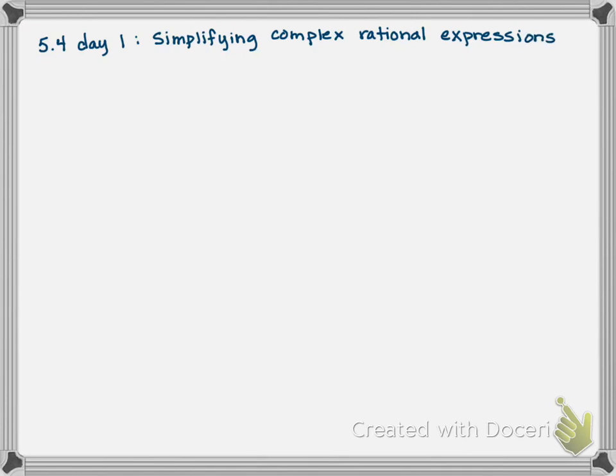So the good news is we're really just doing one thing today, but these can be a little bit complex, right there in the name. A complex rational expression is essentially just a fraction with a fraction in it. So it is a rational expression that has another rational expression in the numerator or denominator. So let's do a numerical one first, and then we'll get some variables in there.